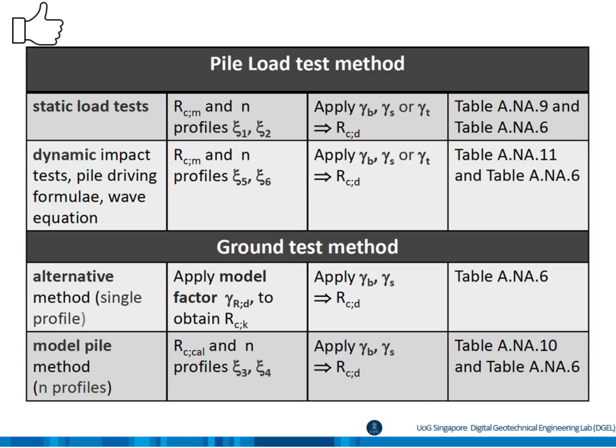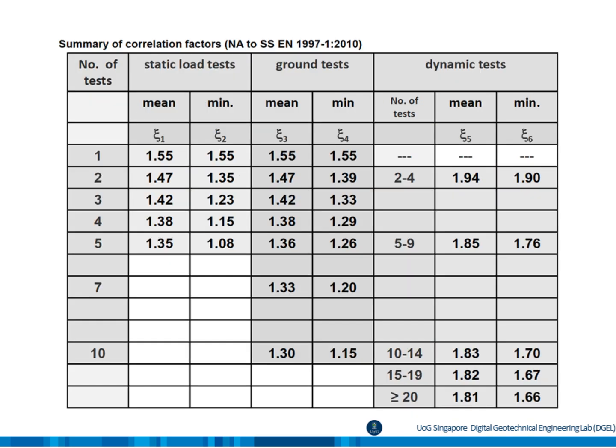As you can see, Xi1 and Xi2 are used for the static load test method. Xi3 and Xi4 are used for the model pile method. For dynamic load tests, we apply Xi5 and Xi6. And for the alternative procedure, instead of correlation factors, we apply a model factor. Here, I've summarized the correlation factors with respect to the different design approaches.